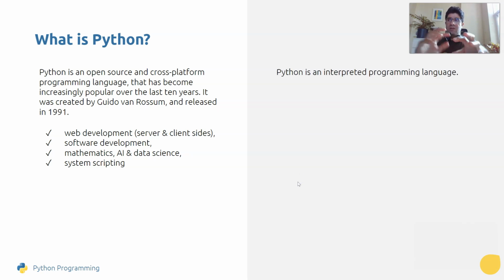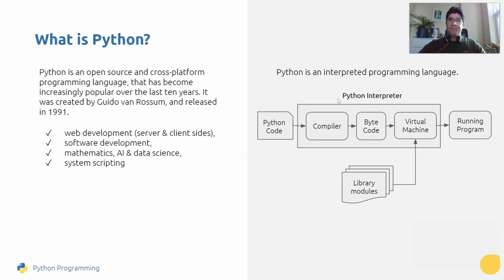In the software industry, I think we have two types of programming languages: compiled programming languages and interpreted programming languages. Python is an interpreted programming language. It means as a developer, we write the Python code and save it in a file, and then we pass this file to the Python interpreter.